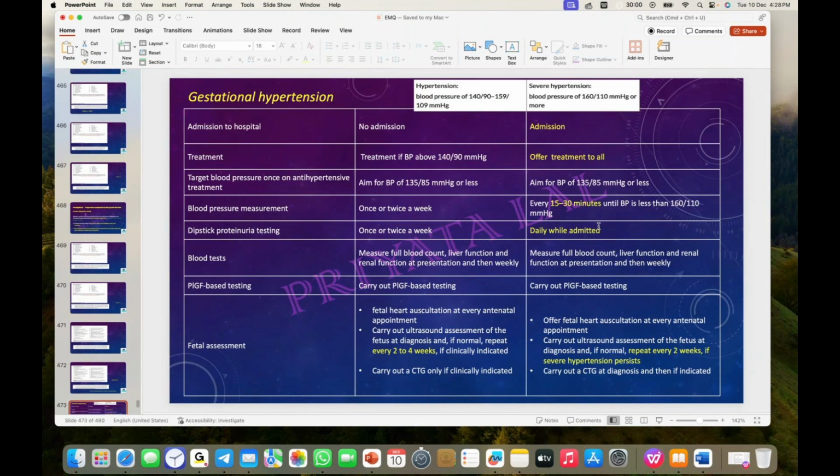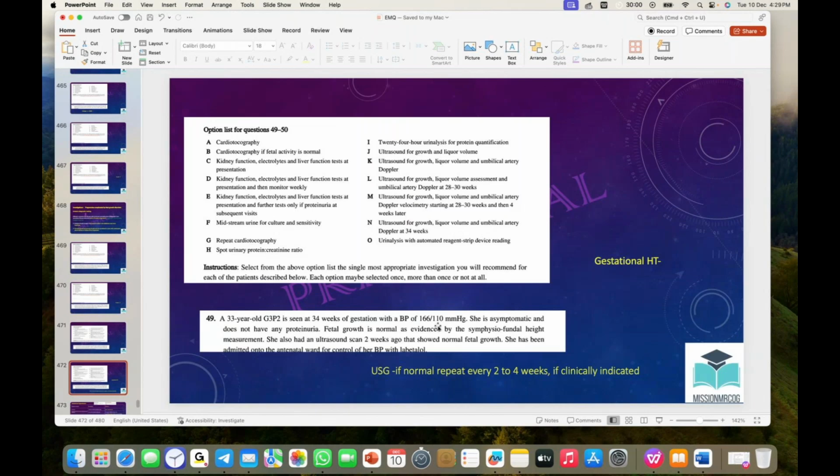Now, what will happen when she is discharged to the community? It is not written here. Apart from this, if the fetal heart is fine, they will repeat USG every 2 to 4 weeks. If the patient has severe gestational hypertension, USG will be done every 2 weeks. If it is only hypertension, then it will be every 2 to 4 weeks. So the patient we are discussing has gestational hypertension.